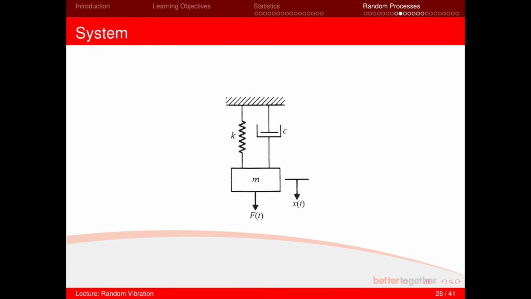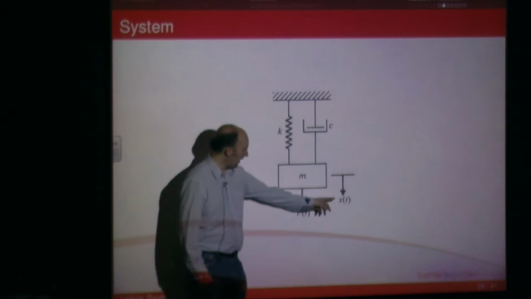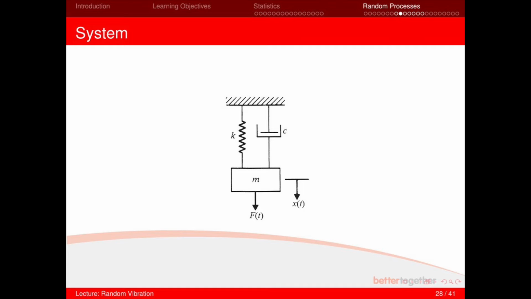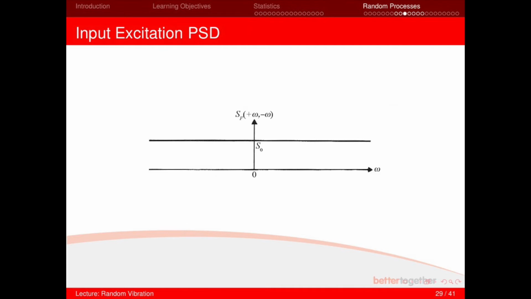It's a mass spring damper system. I've got a force that's being input. I've been given the PSD of the force, and I've got to find my various terms in terms of X. I've got to find the complex frequency response, the power spectral density of the response, and the mean square value of the response. So, complex frequency response: there's my input, like I said, it's a constant force.